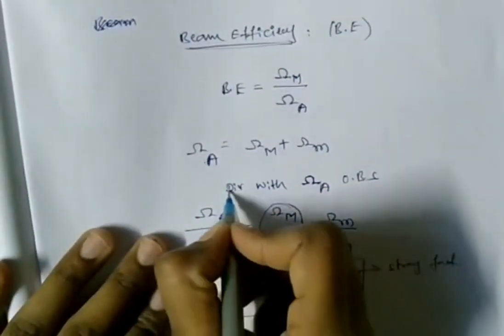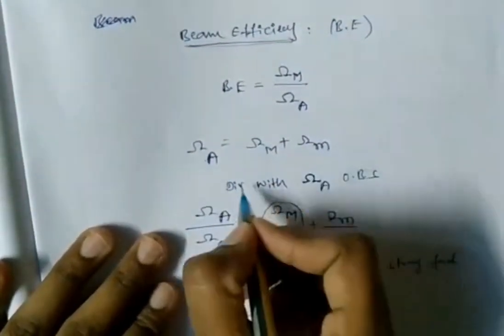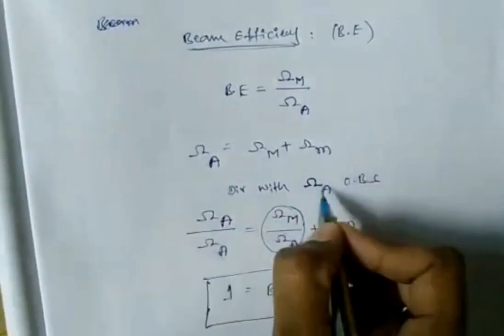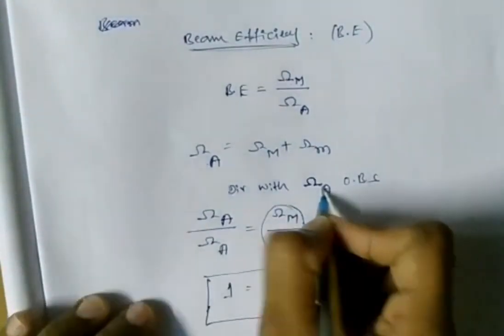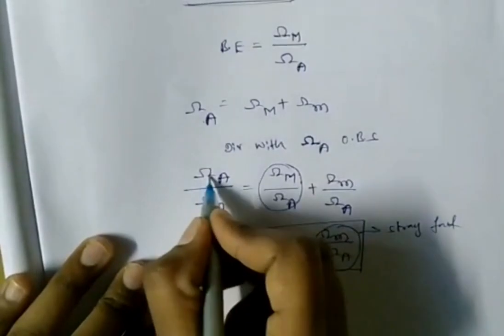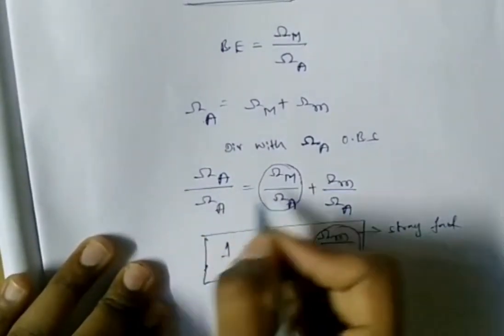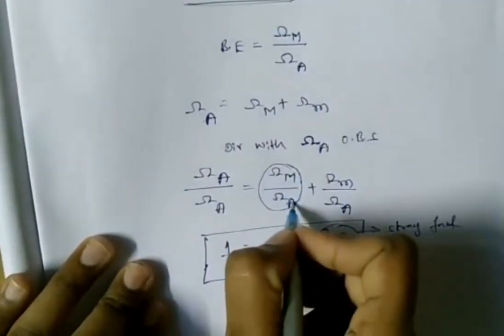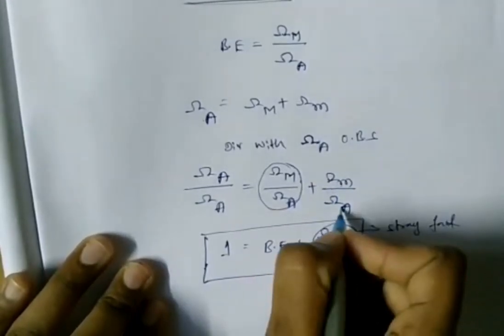So here I am dividing this equation with the total beam area. Now I am getting total beam area to total beam area, equal to major lobe area to total beam area, plus minor lobe area to total beam area.